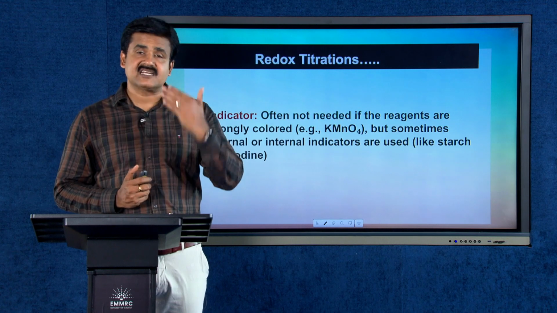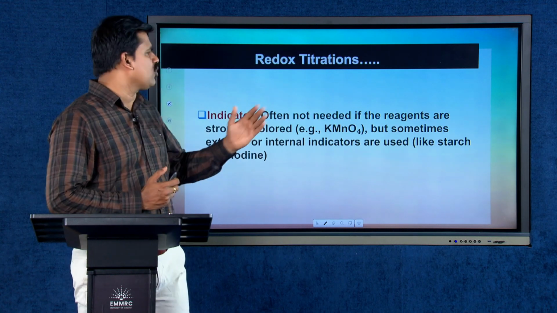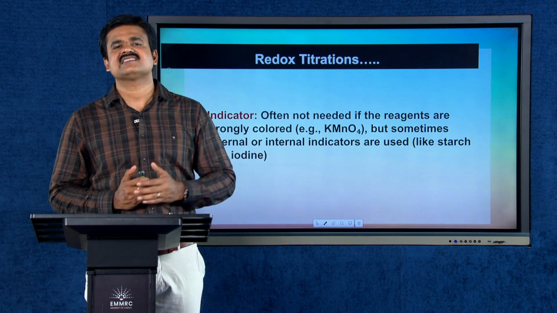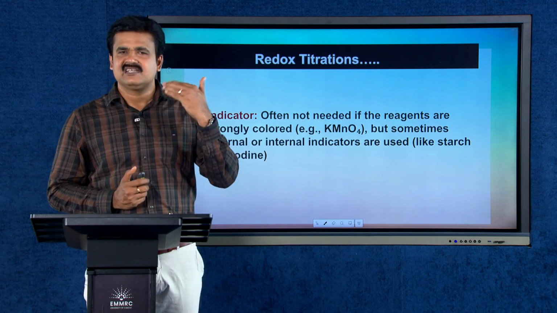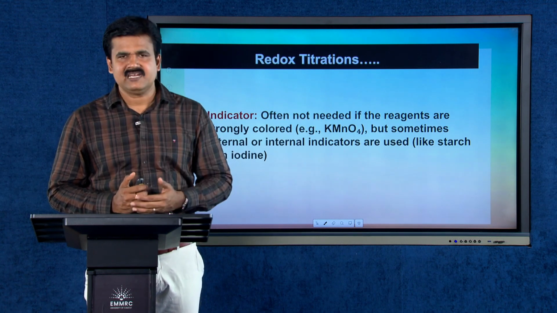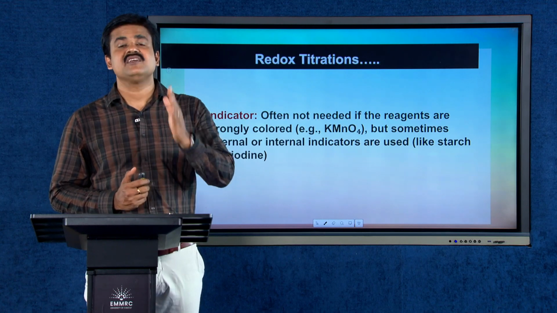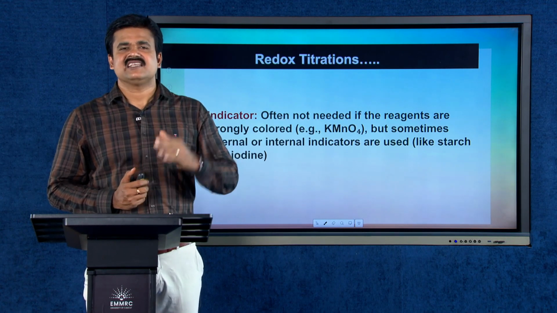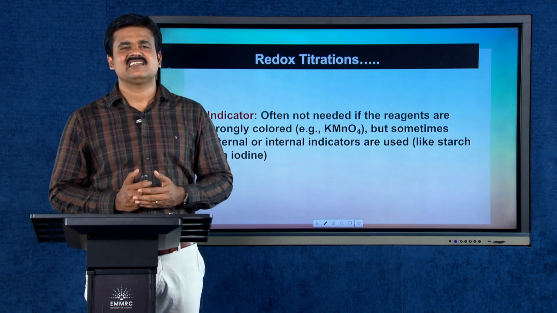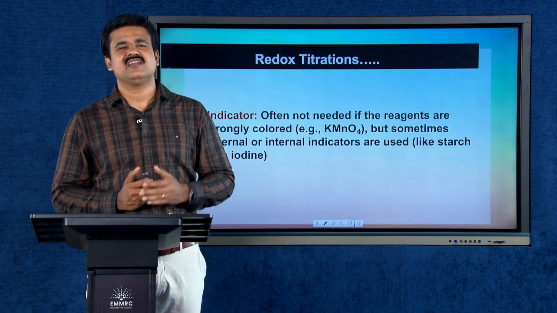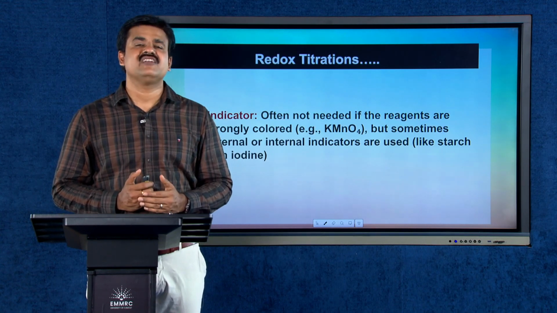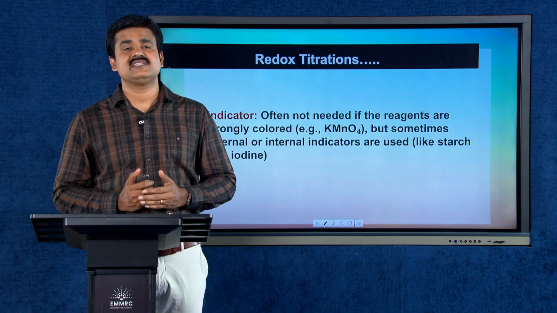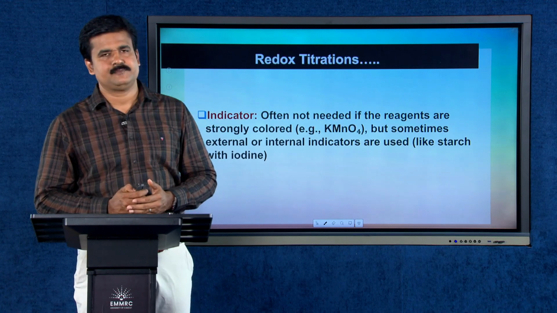However, in certain cases, external or internal indicators are used, and this is applicable for titrations involving iodine. In that situation, we are using starch as the indicator. The concept of external indicator, internal indicator, etc., we will discuss more thoroughly when we discuss potassium dichromate or dichromate titration.